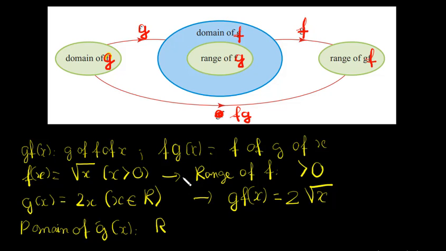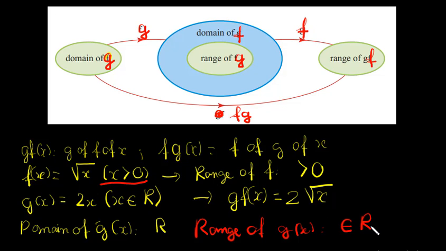Look at this one. The domain of g is any real number, so the range of g(x) can be any real number, because when a real number is multiplied by 2, it will be a real number too. And the domain of f is greater than 0.